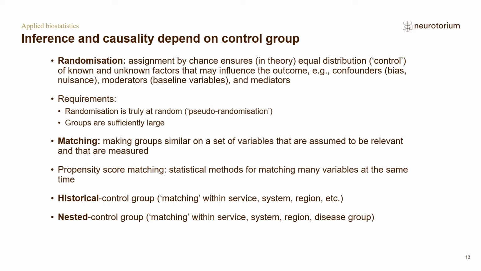Randomization is key, as I mentioned already, because it controls not only for known but also for unknown confounders. The larger the randomized group is, the more completely can we say that these groups are similar.